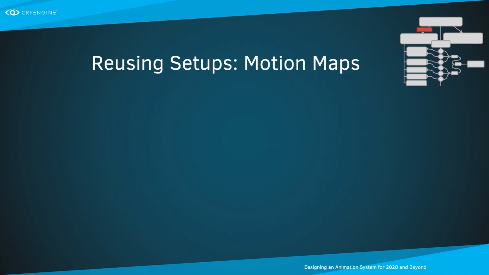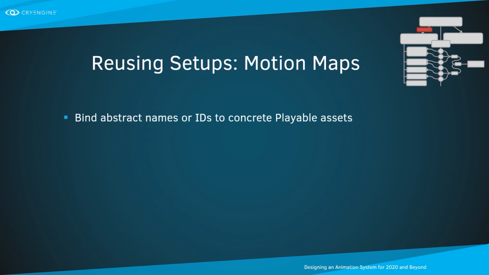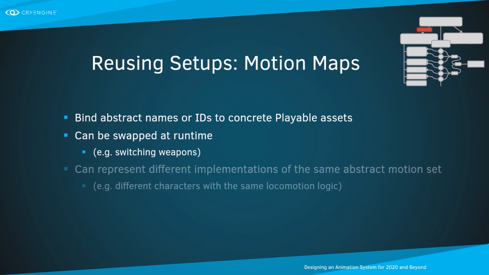So this is where the motion map feature comes in. And this is just a map between names or IDs to concrete assets. It's a map that can be swapped at runtime. So if you switch a weapon, you pick up a weapon, you pick up also the whole set of animations necessary for that weapon. And you can also just use them to represent whole different implementations of the same abstract motion set, for example, for different characters.